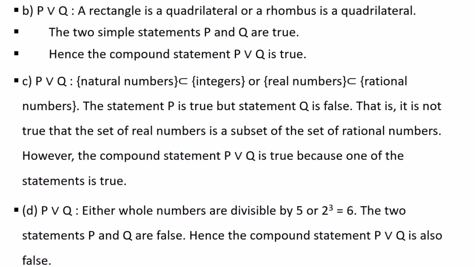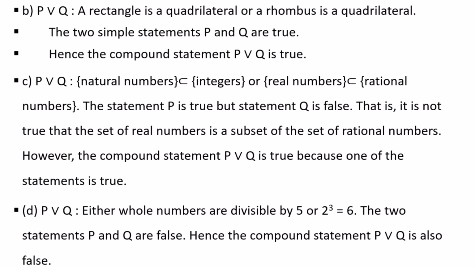So the second question is: a rectangle is a quadrilateral, or a rhombus is a quadrilateral. So realize that in this case, P is true, Q is also true. So both statements are true. So therefore, our compound statement is true.